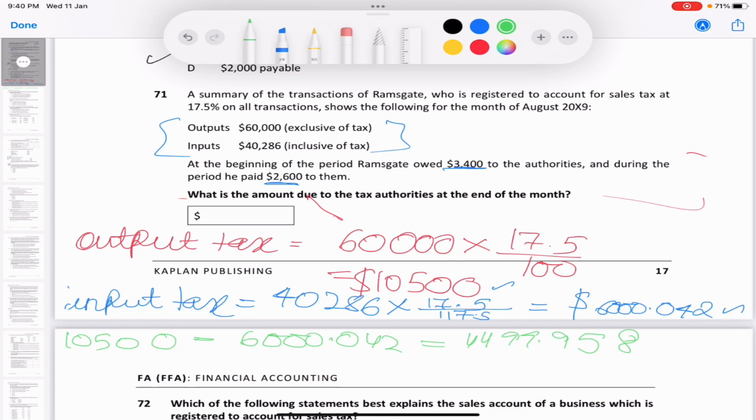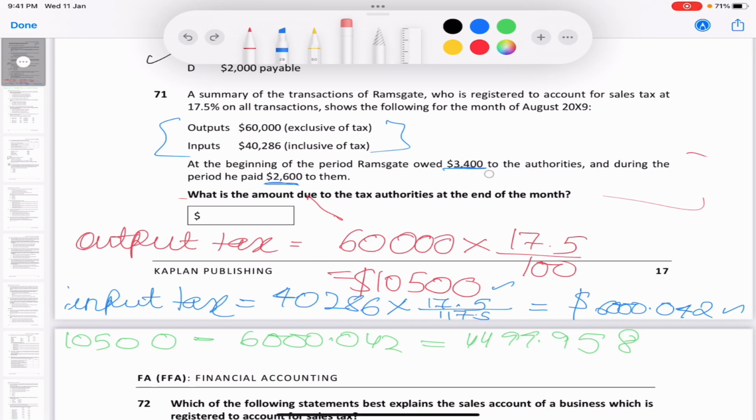Do you think I'm right by what I did? First tell me, what is the input tax? This is my input tax. What is my output tax? This is my output tax. So from the output tax I have given the input tax, right? So what is due? I am due this much. I have to pay this much more.